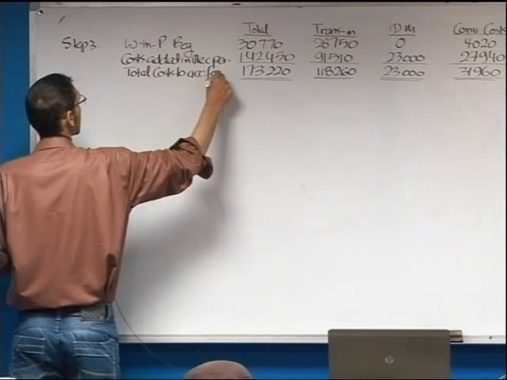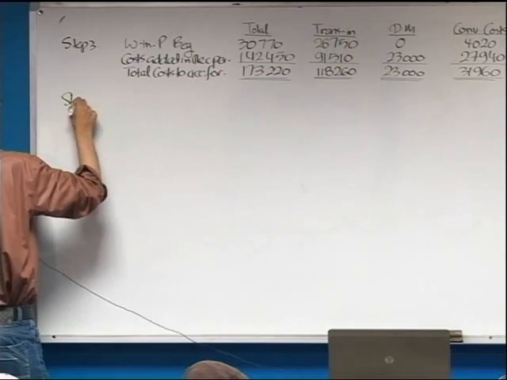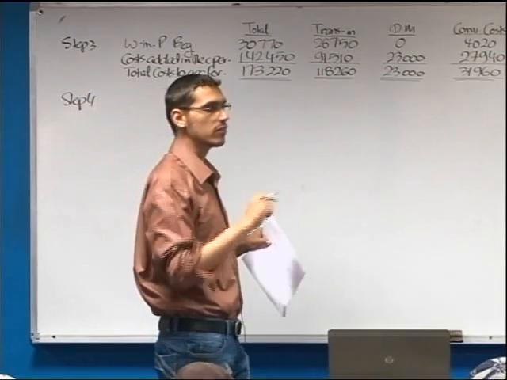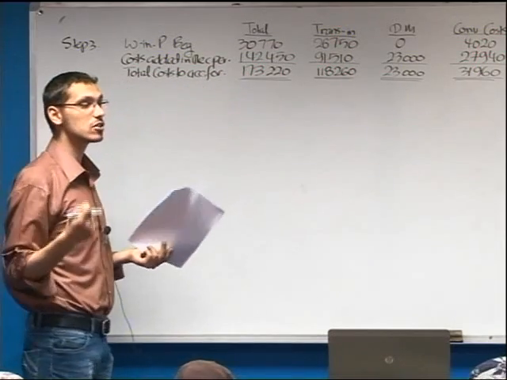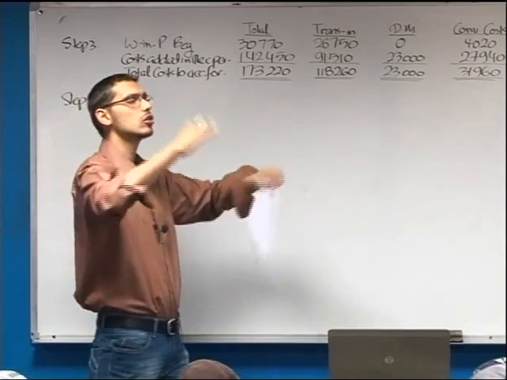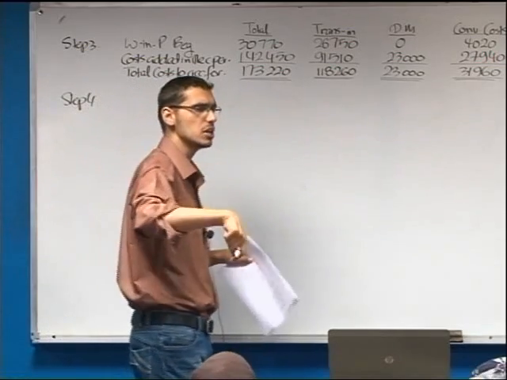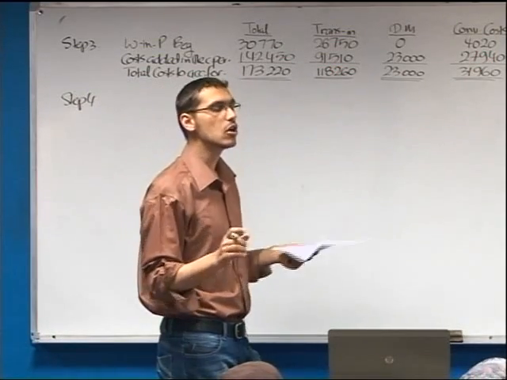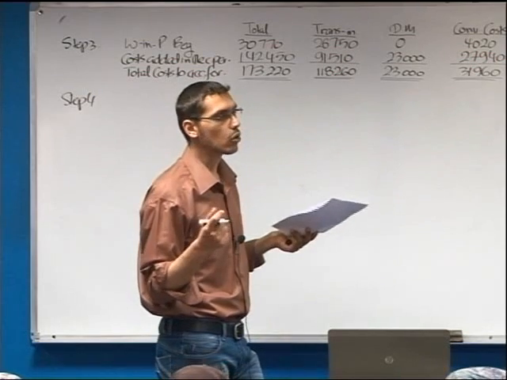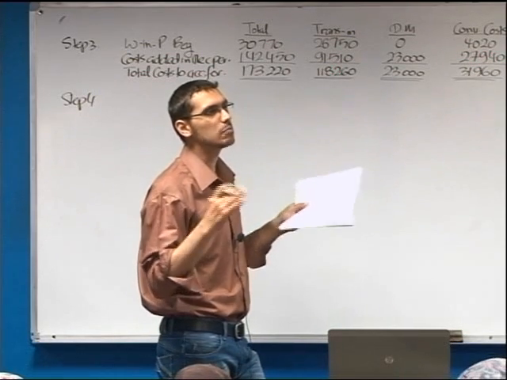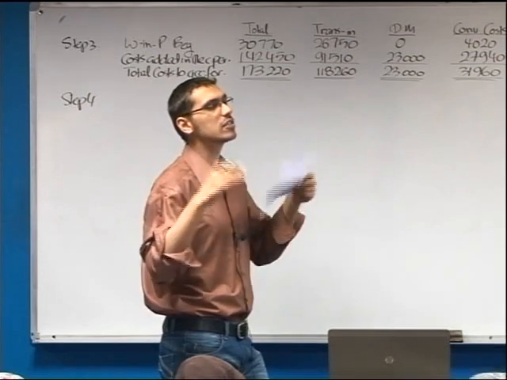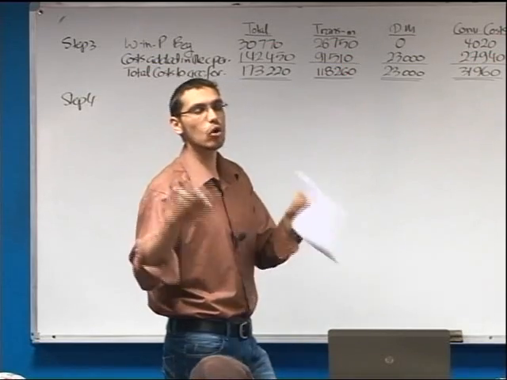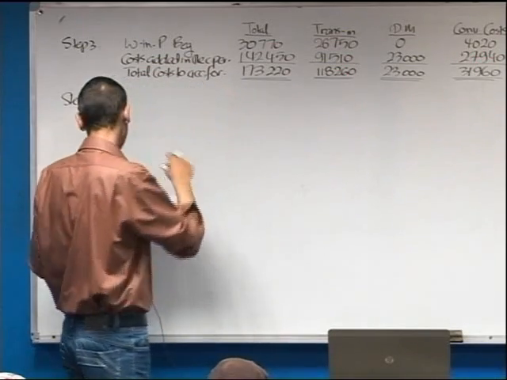Now, step number 4. Step number 4 is calculating the cost per equivalent unit. In the weighted average method, we divide all costs, whether incurred in this period or the previous periods, by the equivalent units for the work done in all periods, whether this period or previous periods.